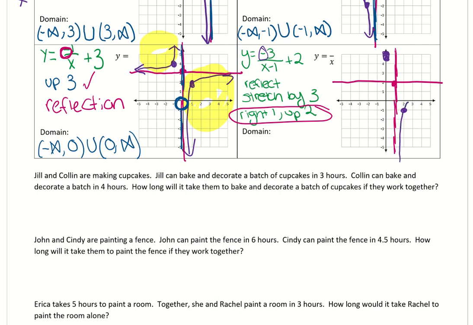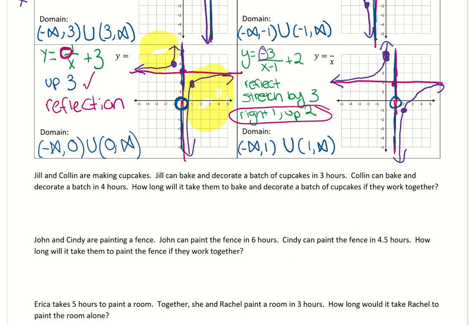Now I know it's kind of wonky to draw branches when it's this tall, but just do your best to go through the given point while approaching those asymptotes. So our domain is going to be broken up right here at positive 1. So negative infinity to 1, union 1 to infinity.